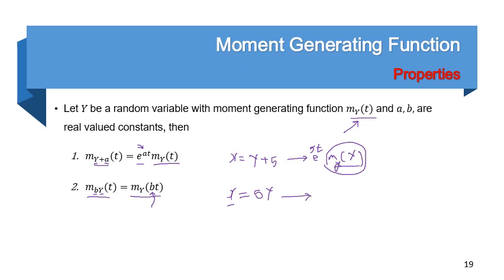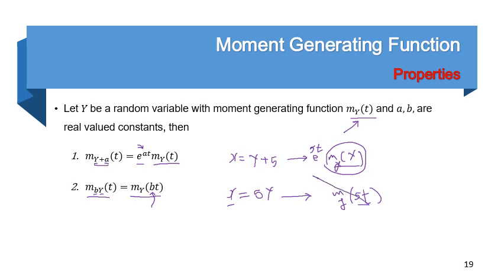I will do it like this. I will get the MGF of t, but instead of t, I will replace each t by 5t. So this is how you change the original function I give you for the moment generating function. If I multiply y by 5, you multiply each t by 5.